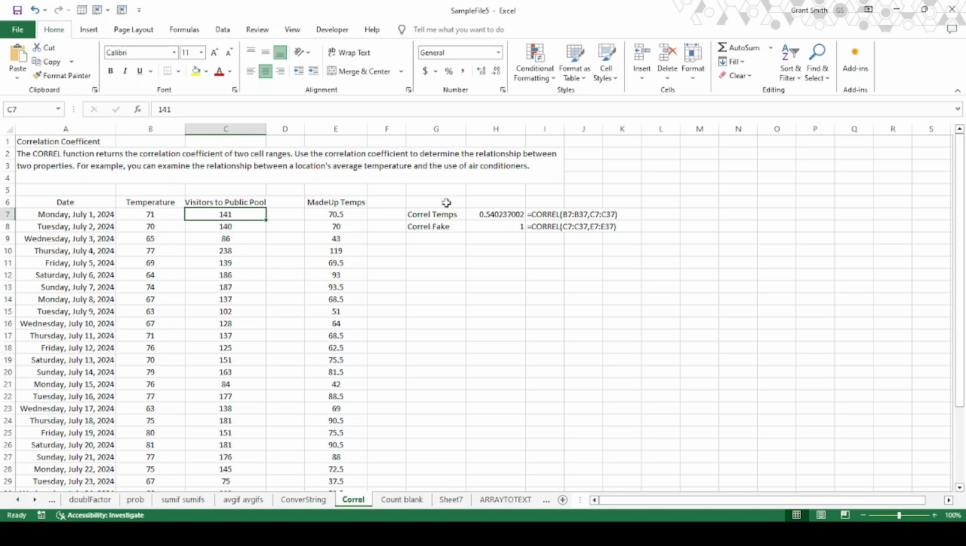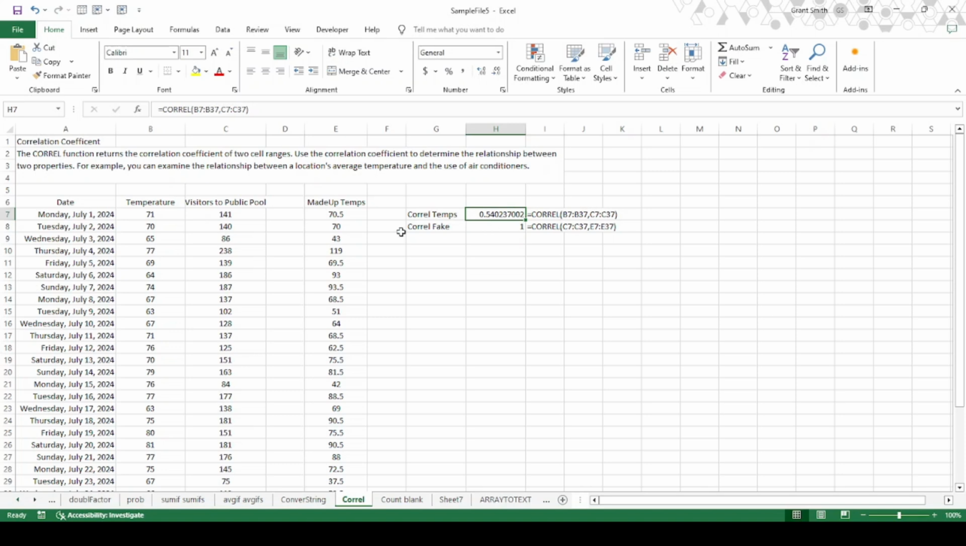So if you take the CORREL function, what I want to do is see if there is a correlation between the temperature and the number of visitors to the pool. And often you would think, yes, of course there's a correlation between those two things, because when it's hot out, people want to go to the pool. So here you've got a correlation of 0.54, which is actually very low.